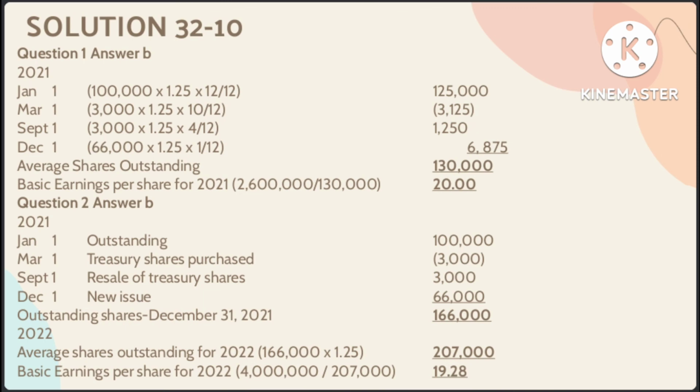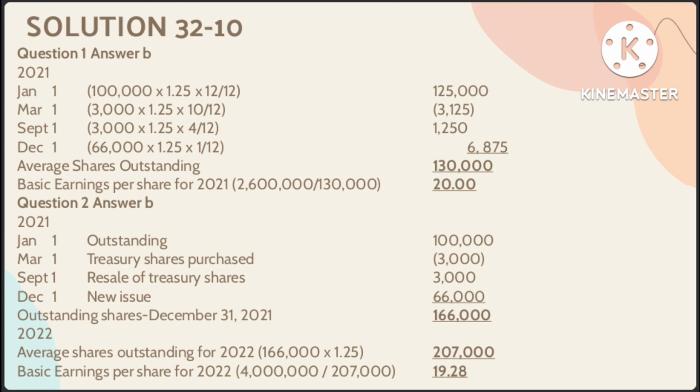Next, let's compute the basic earnings per share for 2022 for presentation in comparative financial statements on December 31, 2022. So, noong January 1, 2021, meron tayong outstanding ordinary shares na 100,000. Noong March 1, meron tayong deduction na treasury shares na 3,000. Noong September 1, meron tayong resale of treasury shares, so yun ay ina-add na, meron tayong 3,000. Noong December 1, meron tayong new issue ng cash, meron tayong 66,000. So, ang outstanding shares natin noong December 31, 2021 ay 166,000.